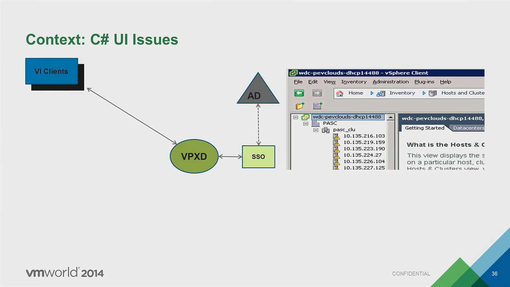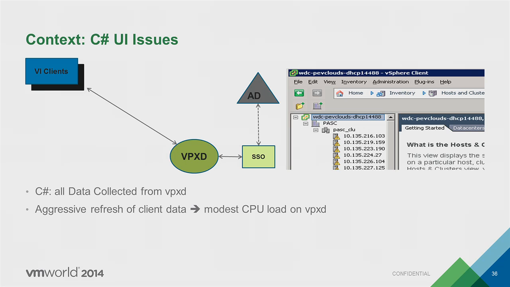So let's start simply, right? There's a newfound love for the C# client that wasn't there before. I wanted to talk through what exactly the C# client does. Historically, the C# client's job has been to connect directly to the VPXD, the vCenter server, to pull data. So all the data is collected from VPXD and shown to the user through the VI client, excuse me. As more and more users log on, of course, there's an increased load, especially because the C# client follows what we call an aggressive refresh model. The data tends to be fairly live.